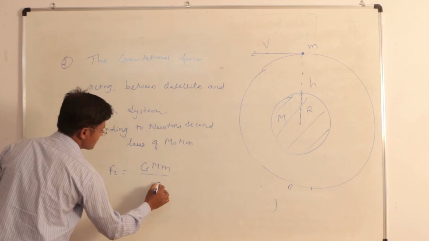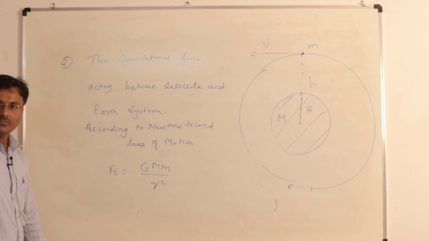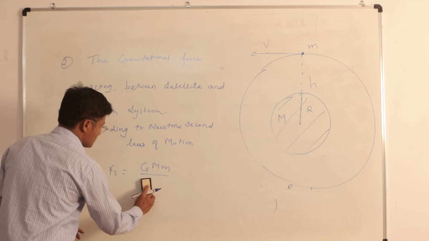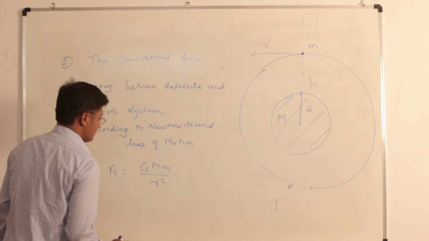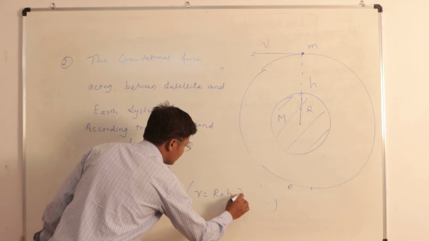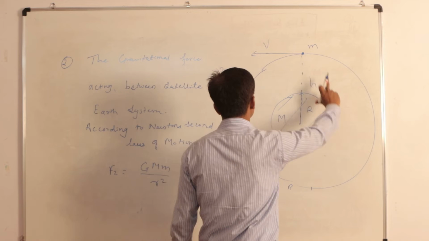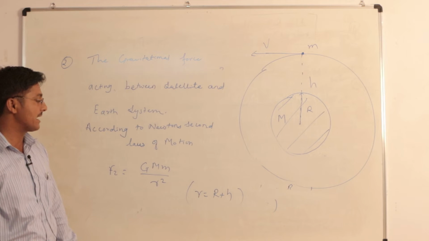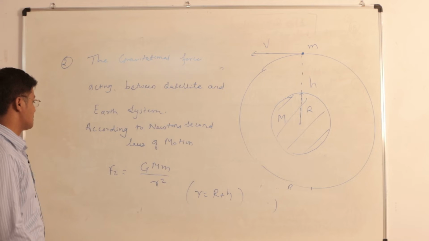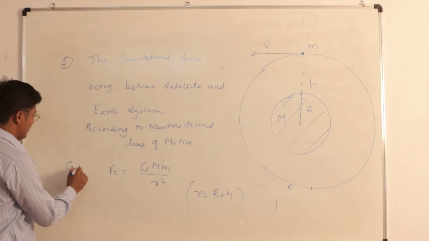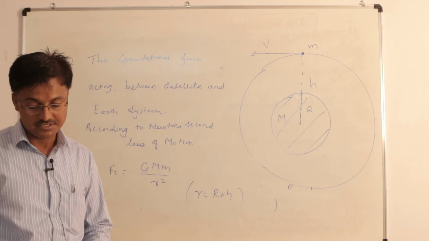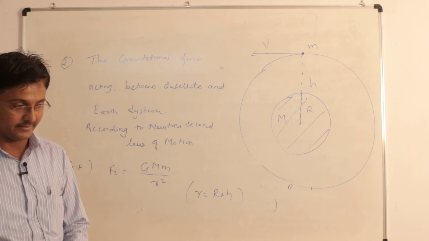GMm upon r square. That is the universal equation of Newton's law of gravitation. So this is r square. So what is this r? ये है r plus h, that is total distance between center of earth and height of satellite, that is F2 equal to GMm upon r square. This is the gravitational force GF. सेंट्रिपिटल ला मी CF म्हटलं होतं, ग्रॅव्हिटेशन ला मी GF म्हटलं आहे.